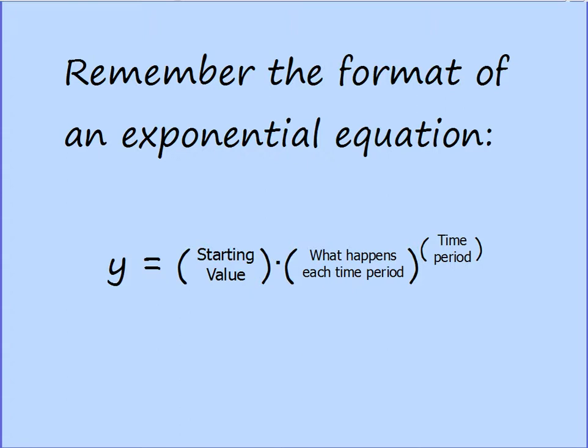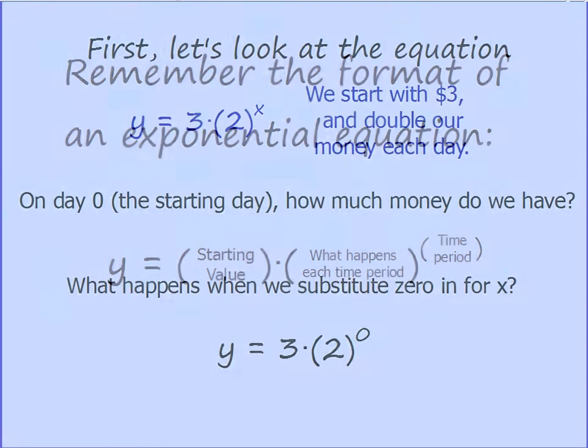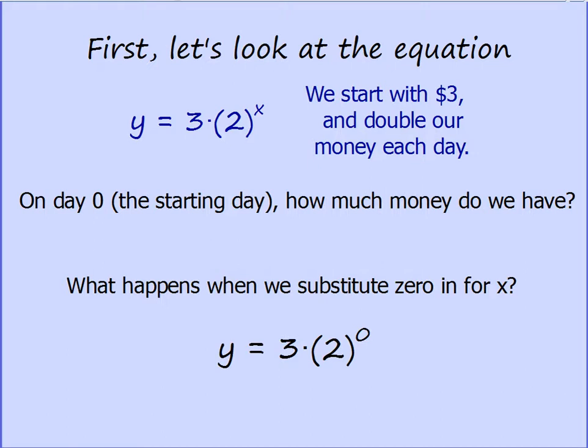And we're going to jump right into our first exponential situation. We have y equals 3 times 2 to the x power, which could represent starting with $3 and doubling our money each day. We start with 3, that's our initial value. We're doubling our money each day, which means our money is getting multiplied by 2. That's where we get a rate of 2. And then x, our exponent, will represent the number of days.